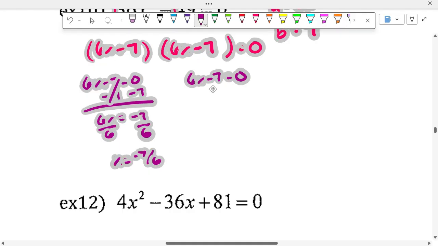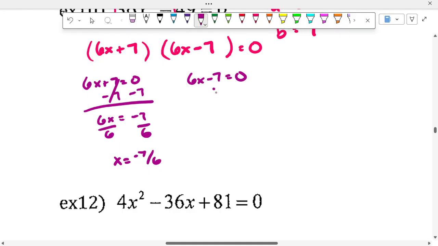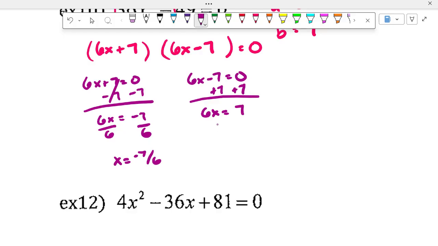What about this one? What do I do first? Add 7. 6x is equal to 7. Then what do I do? Divide by 6. X is equal to 7 over 6.